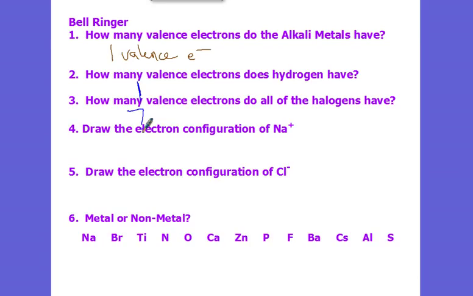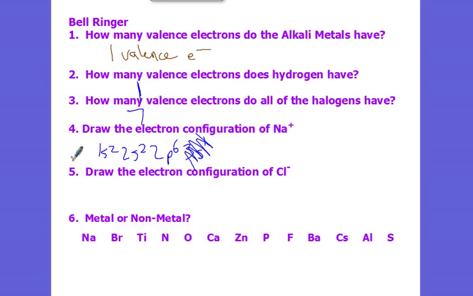Ooh, draw the electron configuration for sodium plus 1. Sodium's 1s2, 2s2, 2p6, 3s1. Is that it? 11 electrons? But it's a plus 1, he says. So I should do what? I'm going to take the last one away.